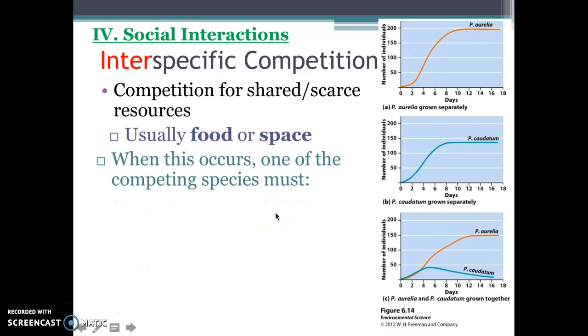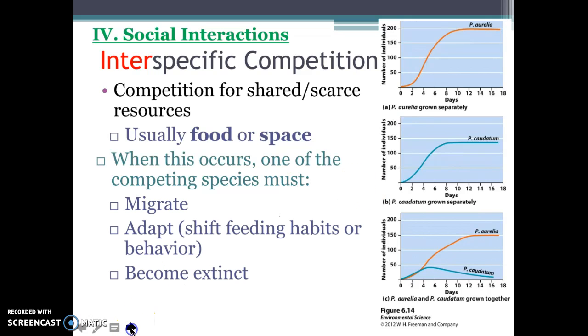And when this happens, one of the two species that are competing have to do any of these things. They have to migrate to another place. Okay, you are doing better than I am, so I'm going to move away. They have to adapt, so okay, you are going to eat during the daytime. I can't compete with that, so I'm just going to wait till you go to bed and I'm going to eat at night. That would be like maybe an owl and a hawk, for example. Well, they could always go extinct. So, hey, guess what? You're doing way better than me. I'm just going to go extinct because you're doing way better and I'm dead.